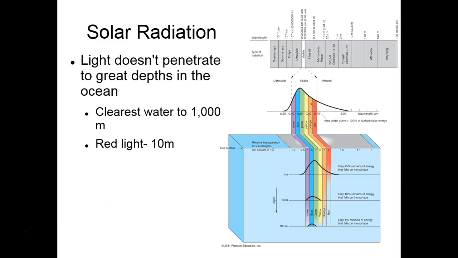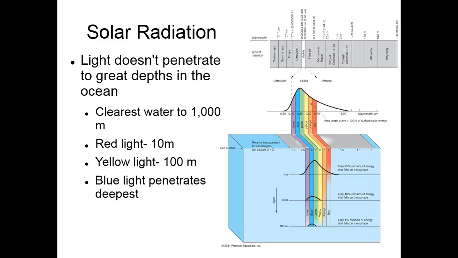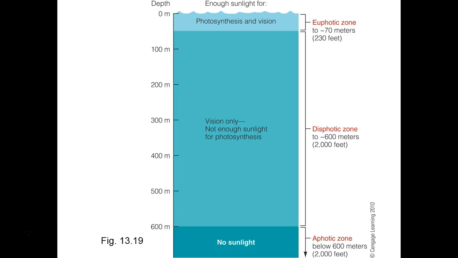Red light only goes down to about 10 meters, yellow light only to about 100 meters, and blue light penetrates the deepest. This is why our water appears to be blue.